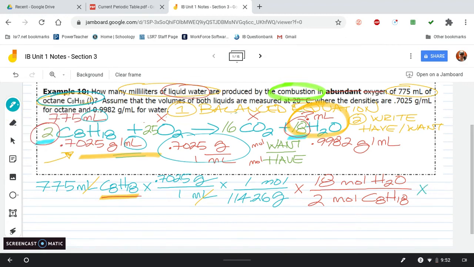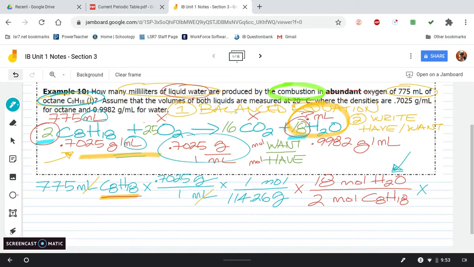And you could stop right now and be done if you wanted moles of water. Like if you wanted moles of water, then you could stop and you'd have the answer, right? So do we want moles of water? No. We actually need milliliters of water. So we got to do some more stuff.